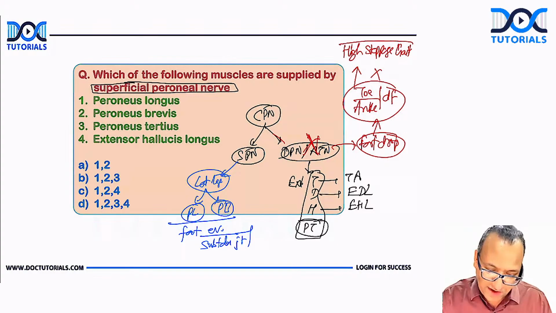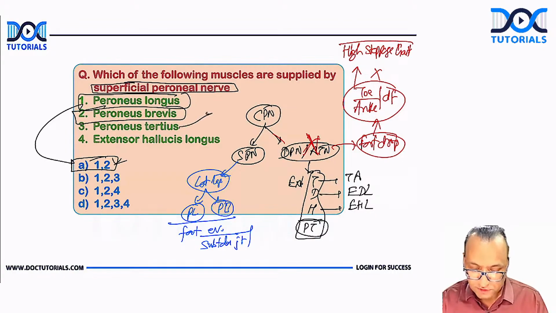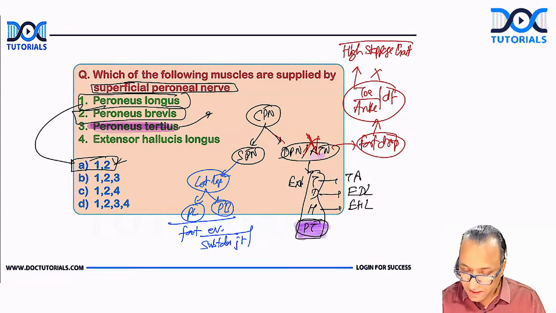So you are trying to say that peroneus longus and brevis is the answer? Yes. That means choice number A is the answer? Yes. What about peroneus tertius? Peroneus tertius is an anterior leg muscle. You can see peroneus tertius is an anterior leg muscle. So peroneus tertius will be supplied by the anterior tibial nerve, which is called the deep peroneal nerve.